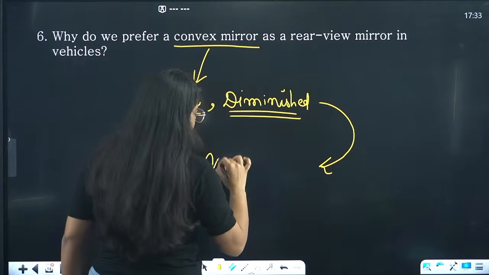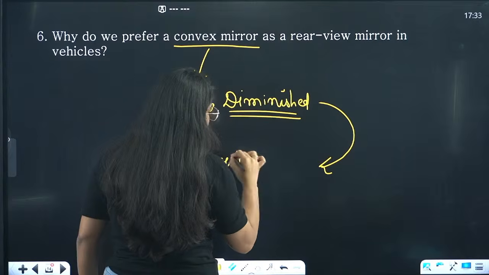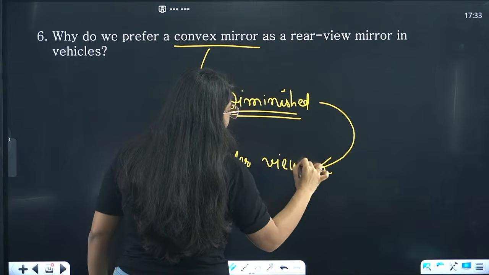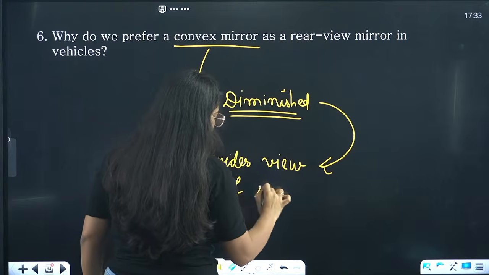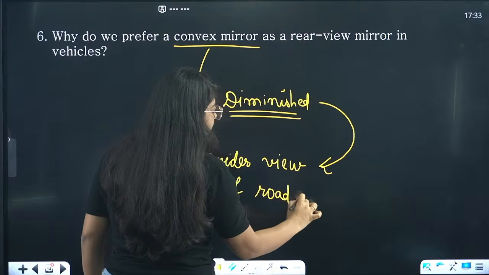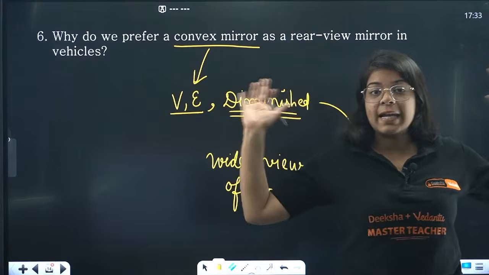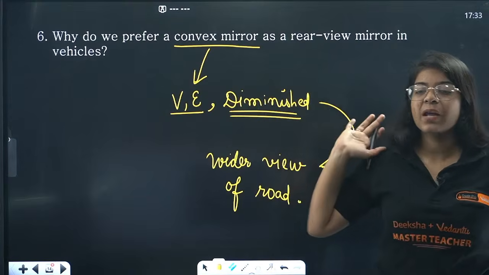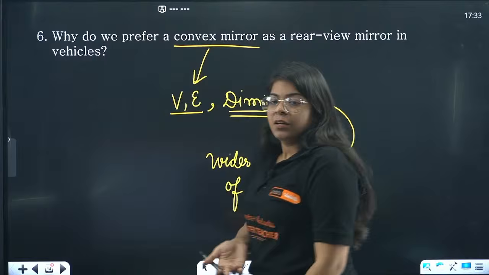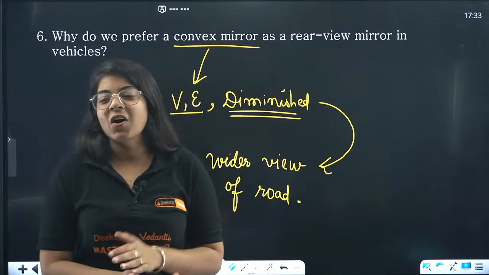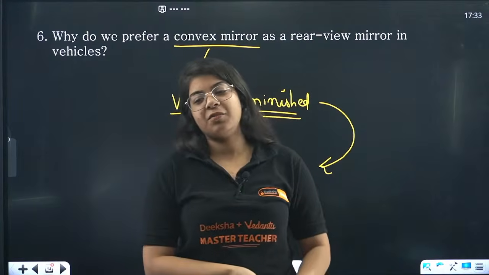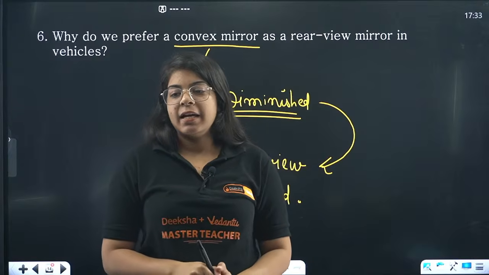eventually gives us the wider view of the road behind us, of the vehicles coming behind us, and that is what we want, to look clearly at what is behind us, right? Okay, because it gives a wider view. Ishika, great.